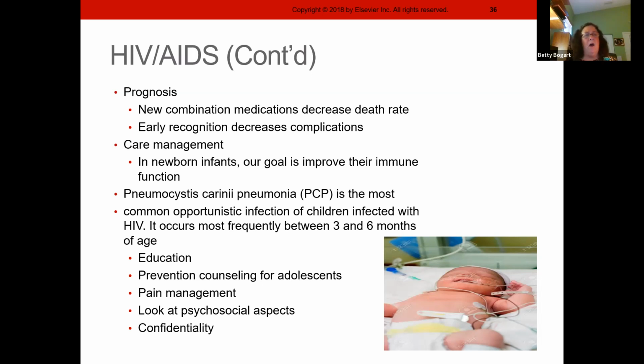So our goal is, number one, to promote immune function for those infants that have been exposed. We want to educate, especially adolescents, telling adolescents proper safe sex practices. And then of course, when we have newborns that are born with HIV, again, keeping it confidential. All the parents in the room don't need to know that this child's mother was HIV positive.